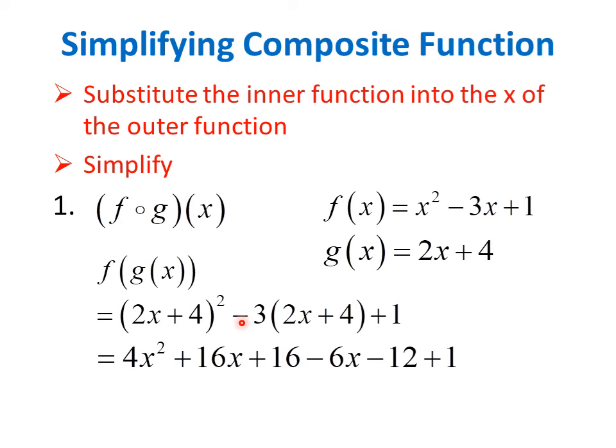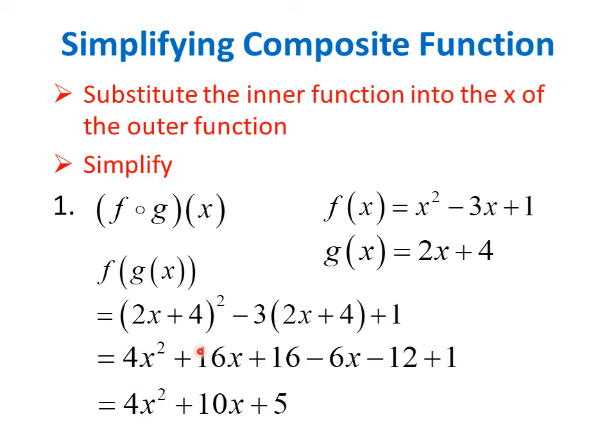Next, we have to distribute negative 3 into the two terms of the binomial 2x plus 4. So we have negative 3 times 2x, that is negative 6x, and then negative 3 times positive 4, that is minus 12. Then we copy plus 1.